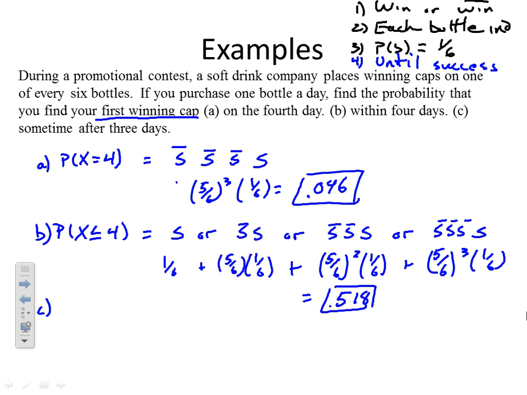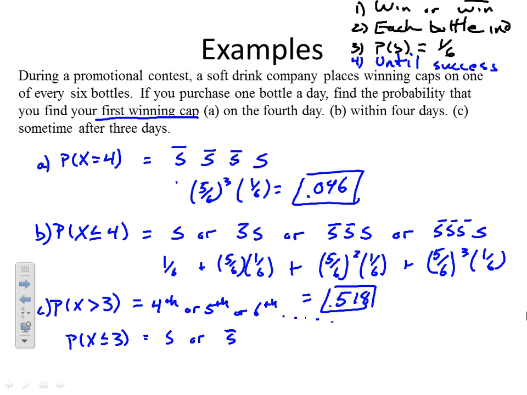And then finally for part C, sometime after 3 days. In other words, the probability that X is greater than 3. So here's that situation where we could win at 4 days, 5 days, 6 days. So that could be 4th day, or 5th day, or 6th day, on and on it goes. Well, we don't have access to all that information. So what we can do is figure out the probability that we win within those first 3 days, so that we win, or we don't win and win.